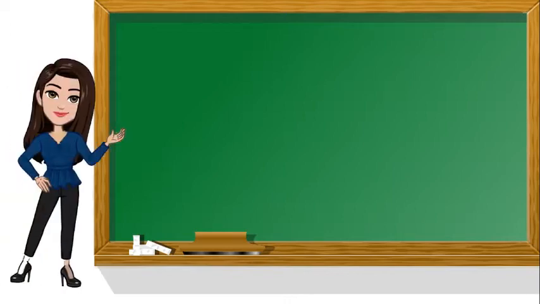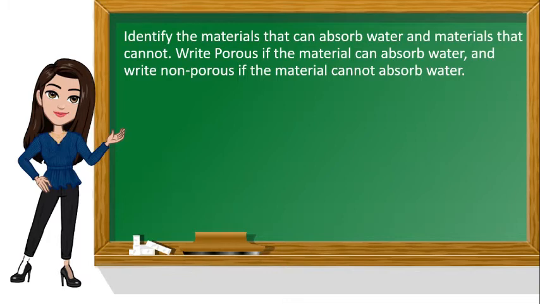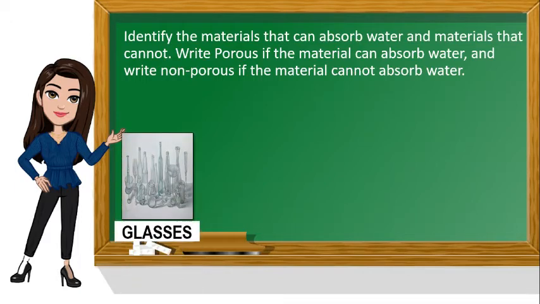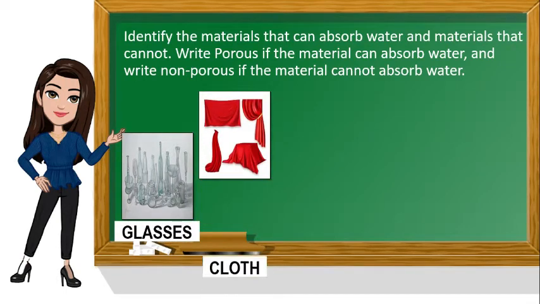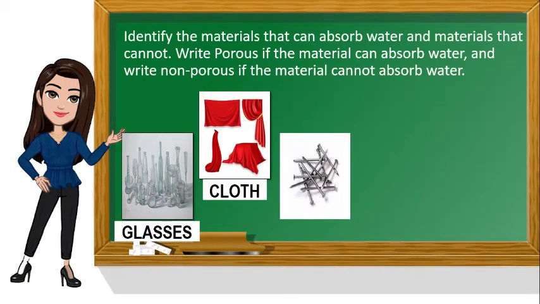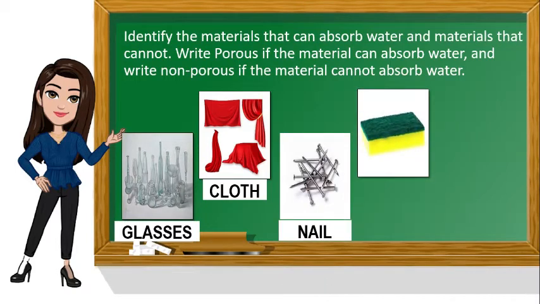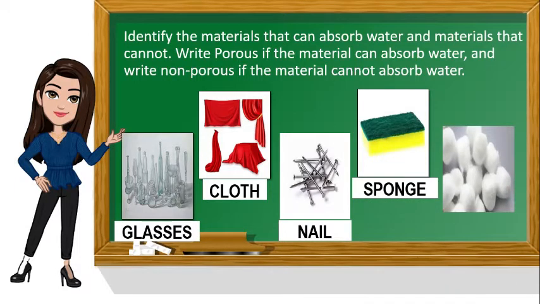I want you to answer this following question. Identify the materials that can absorb water and materials that cannot. Write porous if the material can absorb water and write non-porous if the material cannot absorb water. First one is glasses. Second is cloth. The third one is nail. Fourth is sponge. And the last one is cotton balls.